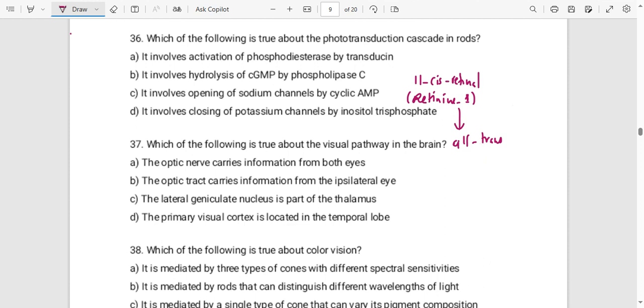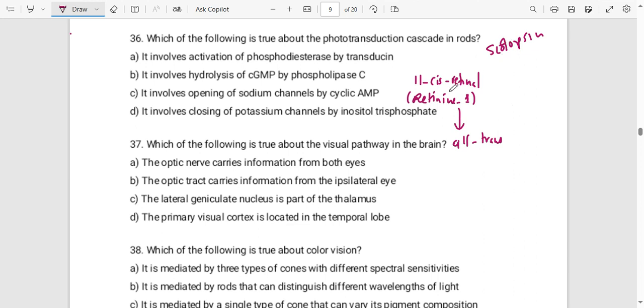of opsin, which is a photopigment. So in the eye you have rhodopsin, which is the actual photopigment. Rhodopsin has a protein known as opsin, which is also known as scotopsin, which comes from retinal. So the conversion of 11-cis retinal to all-trans retinal is going to change the conformation of opsin, or scotopsin.